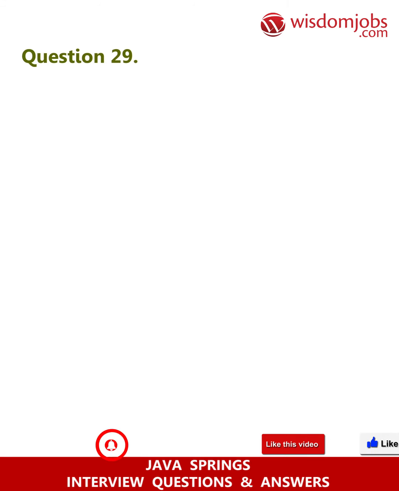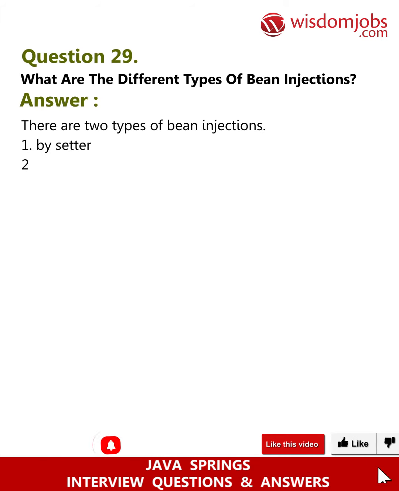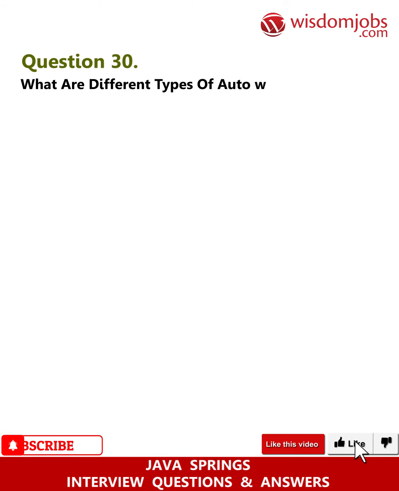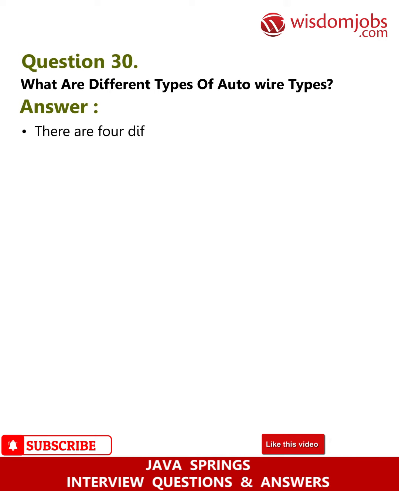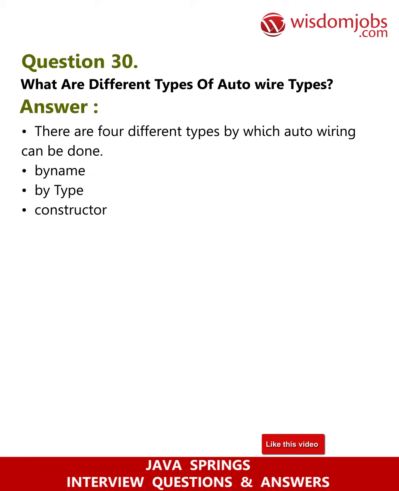Question 29. What are the different types of bean injections? Answer. There are two types of bean injections. 1. By setter, 2. By constructor. Question 30. What are different types of auto wire types? Answer. There are 4 different types by which auto wiring can be done: by name, by type, constructor, auto detect.